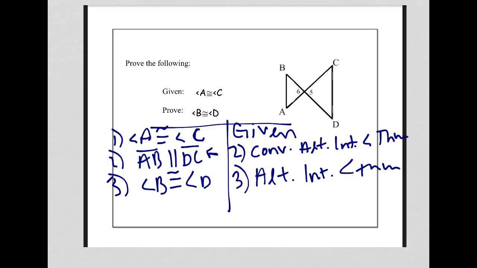It also might be helpful to mark the drawing that you're given. It might be more helpful to see how to go down that proof. So if we start with that we're given angle A is congruent to angle C, we should then find that AB and CD are parallel, making angle B and angle D the same as well.